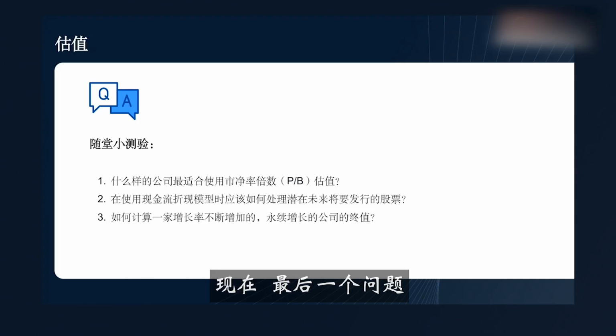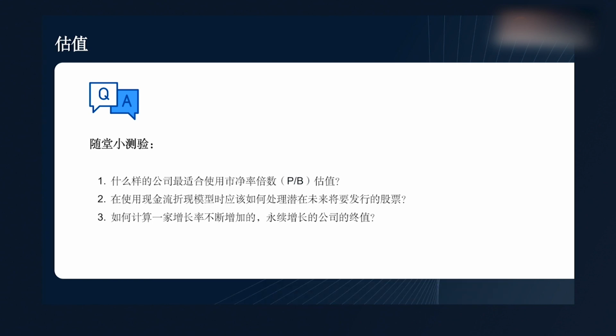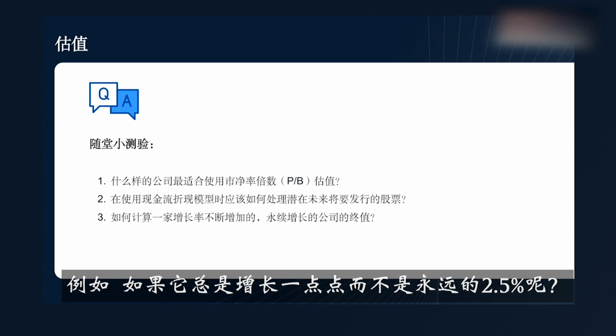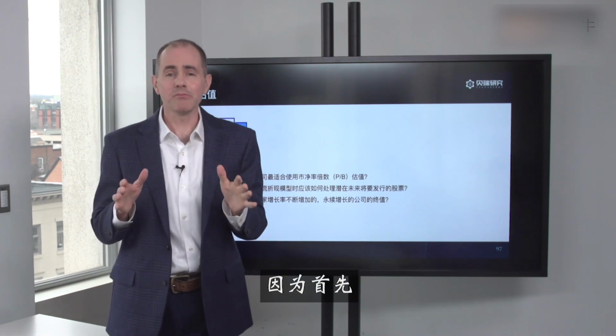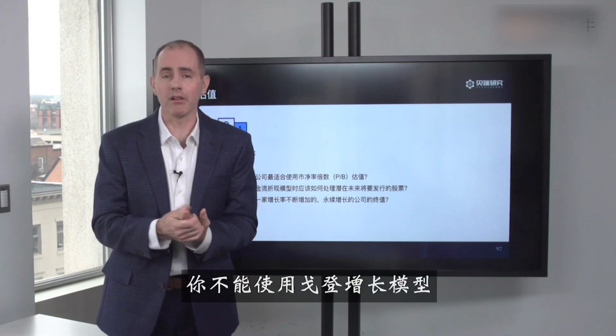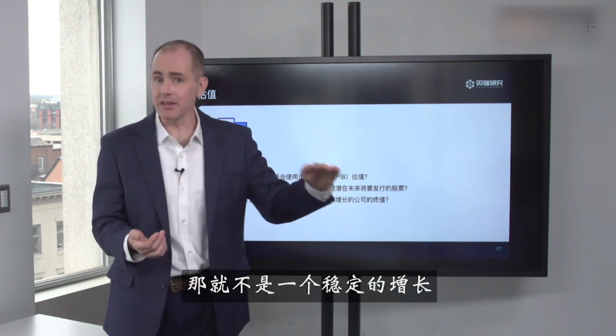Now, last thing here, how to handle a permanently increasing terminal growth rate. Instead of 2.5% forever, for example, what if it's always growing a little bit? Well, that's a trick question. Yeah, I'm sneaky. Trick question because, first of all, you couldn't use the Gordon growth model if the growth rate is increasing ongoingly in the first place. It wouldn't be a steady state growth.